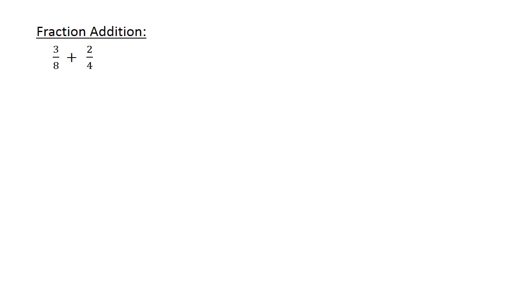Fraction addition. 3 over 8 plus 2 over 4 equals. Find the lowest common multiple, which is 8. 3 over 8 plus 4 over 8 equals 7 over 8.